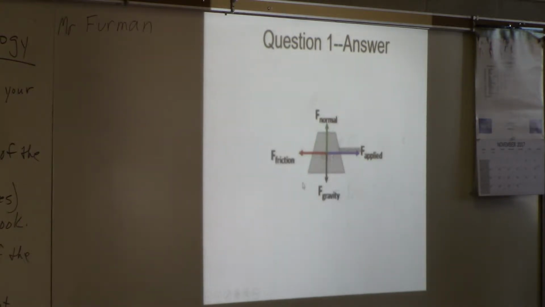And that's basically what we just did. It says F applied, the applied force. That's multiple ways to represent force.